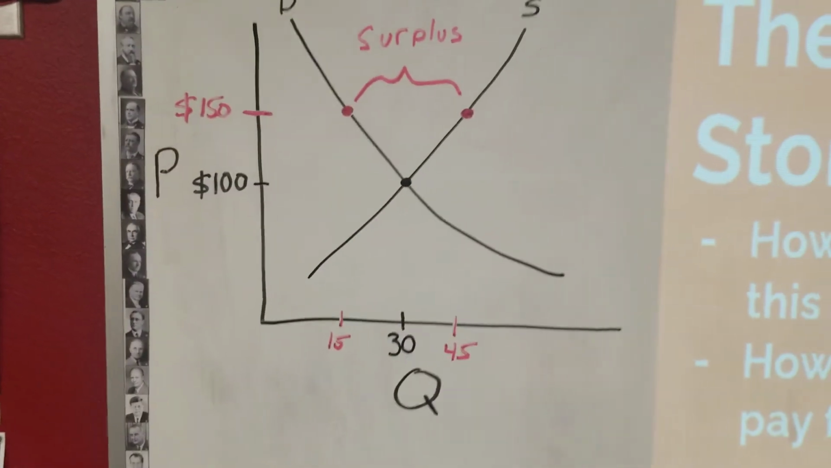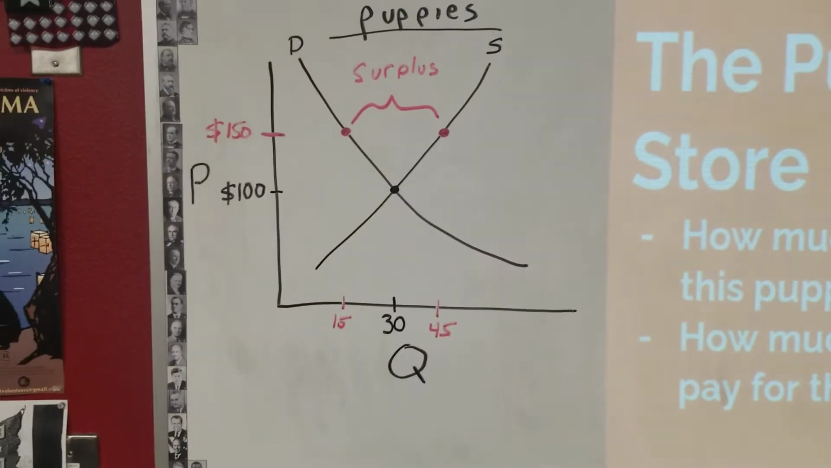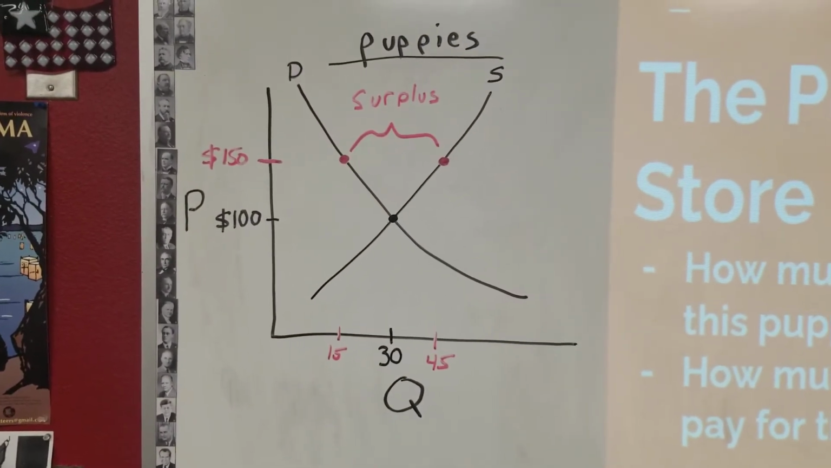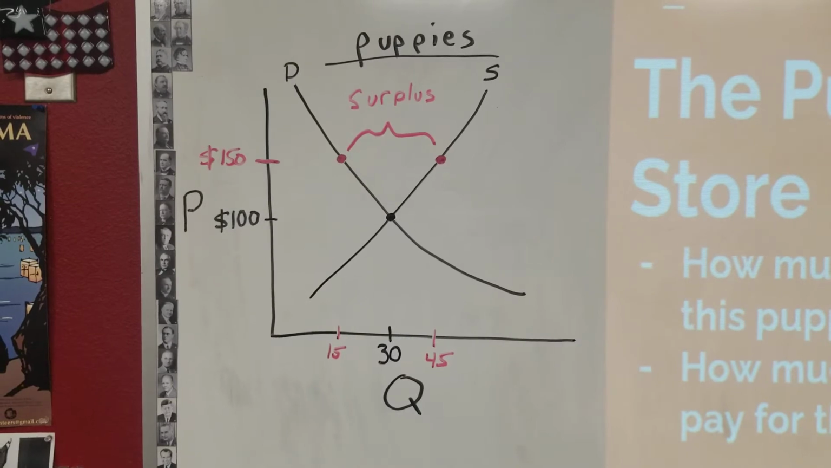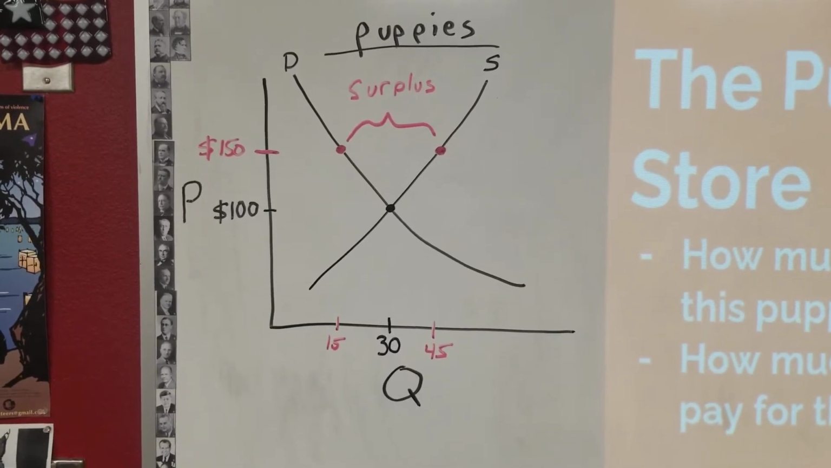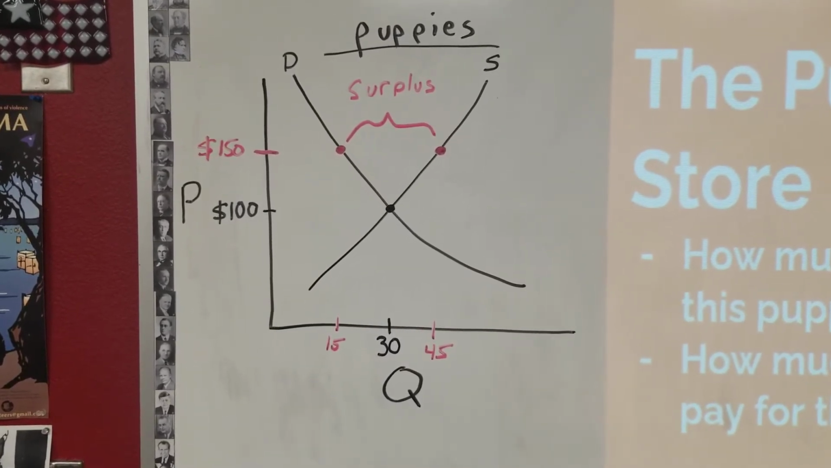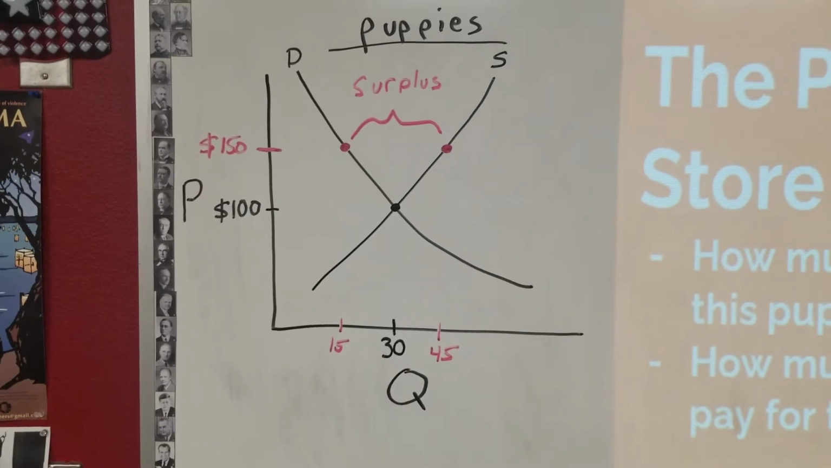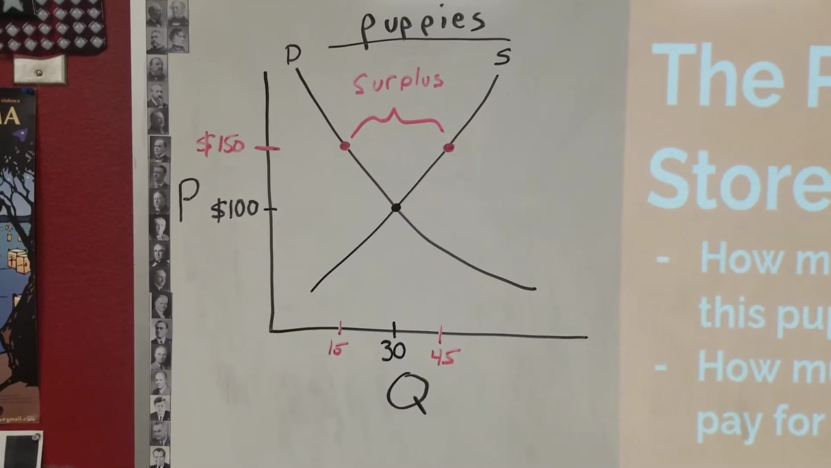Okay, so as you can see, if you take a closer look at this, at $150, I'm above equilibrium. I'm going to have 45 puppies supplied. I'm going to have 15 puppies demanded. I'm going to have a surplus of 30 puppies. That means I have 30 extra puppies. So what happens with that surplus?